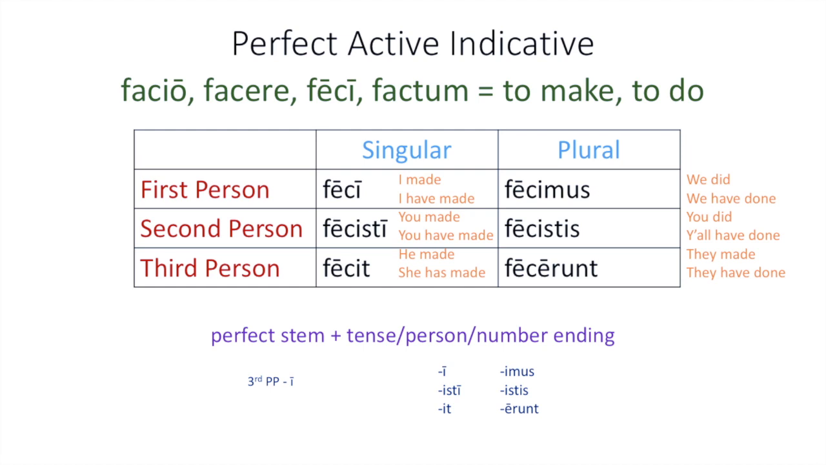Fecimus is we did or we have done, remembering that facio can mean both to make or to do, so I decided to change it for the plural. Fecistis is you did or y'all have done, and third person plural, fecerunt, they made and they have done. Keep in mind that erunt is your third person plural perfect and is a little bit different than all your other perfect tense forms. All right, once you've written these down, let's move on to the pluperfect tense.